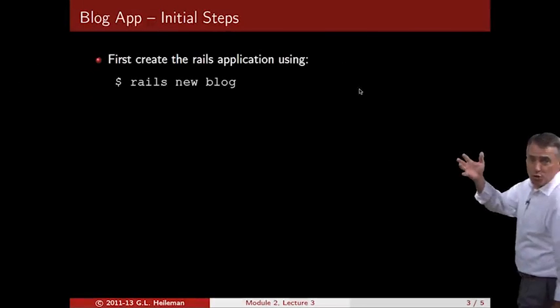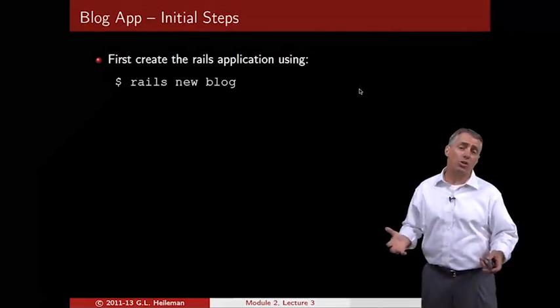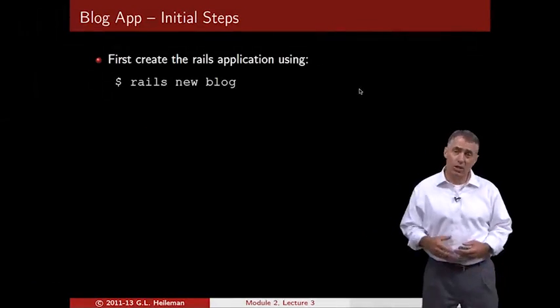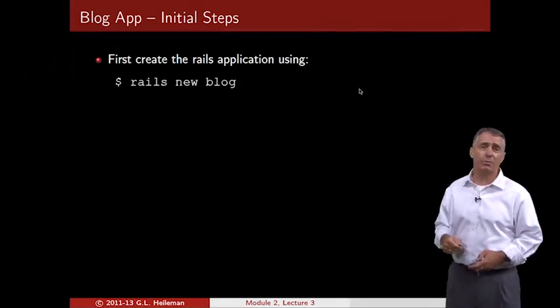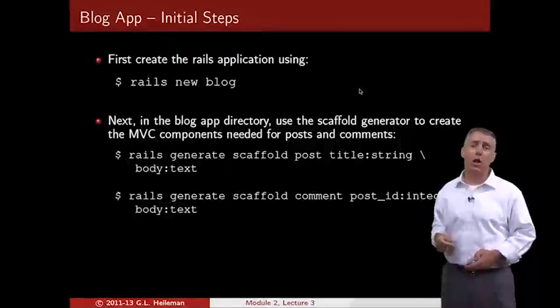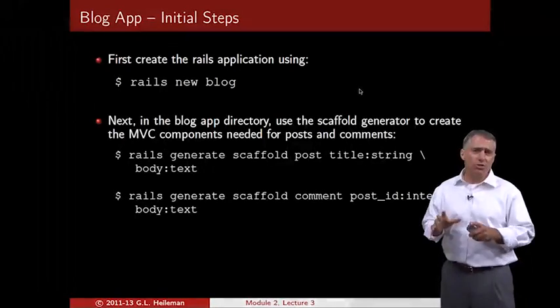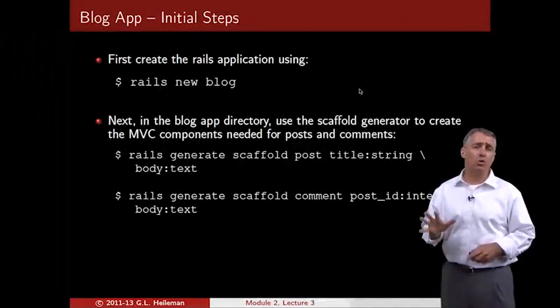Now, I'm going to talk you through how to create this, and then I'm going to show you as well. So the first thing you need to do, as we've already seen, is to create the Rails application. In other words, rails new blog. After that, we're going to do something different. We're going to run a couple of code generators.